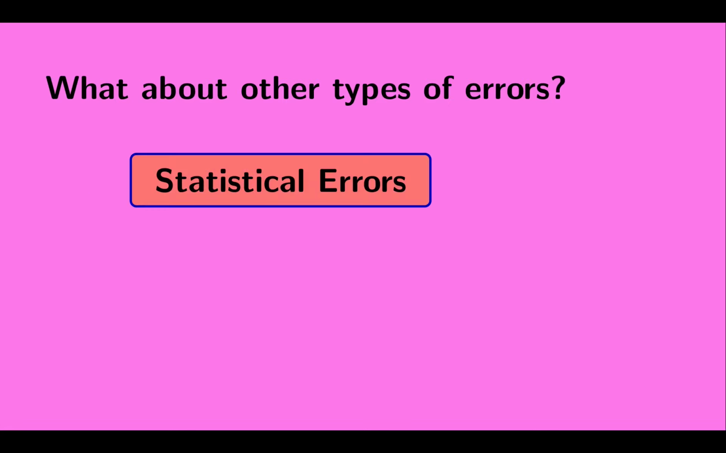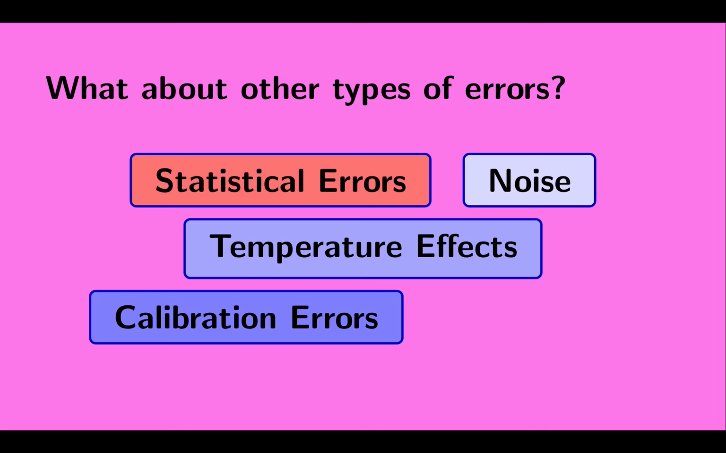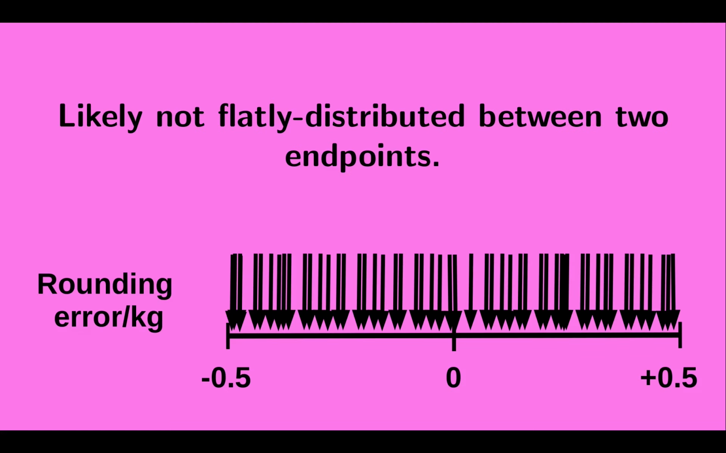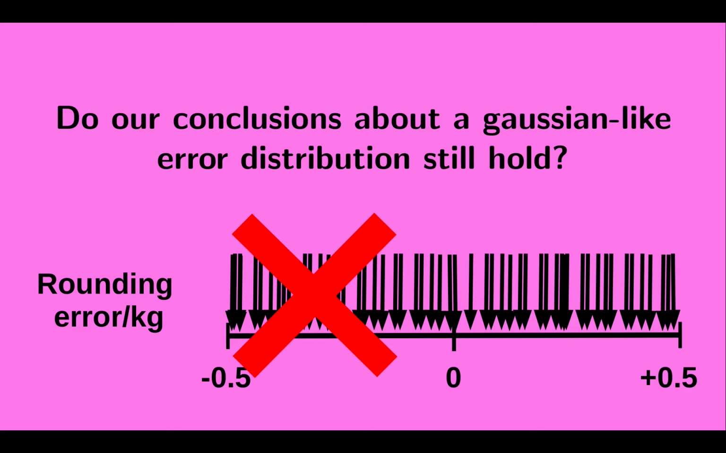What about statistical errors, errors from noise, temperature effects, errors from calibration of measuring equipment, errors caused by vibrations, and so on? These errors are likely not flatly distributed between 2 endpoints. Do our conclusions about a Gaussian-like error distribution still hold?